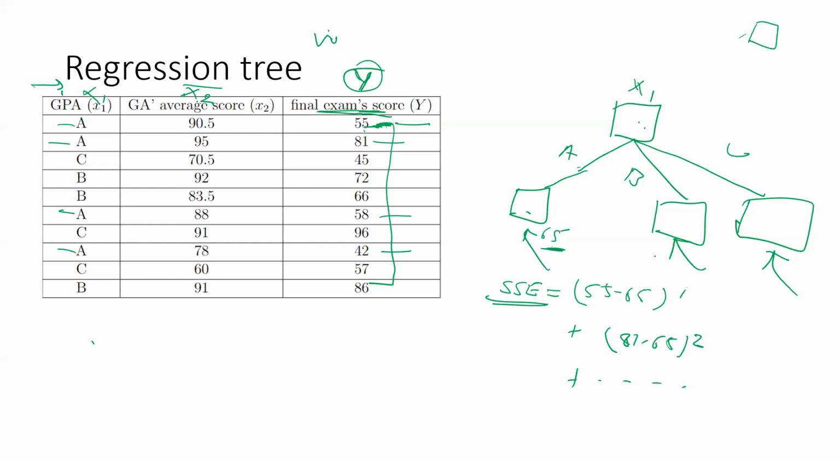So here again, let's say for B, these two and this belong here: 72, 66, and 86. Let's say 75 is the predicted value here, the mean of these three. So this is going to be 72 minus 75 squared, and similarly for the others. Let's say the variance for the other node is 60. You take the sum of squared error, and this is going to be the SSE for this split. Again, this is for x1.